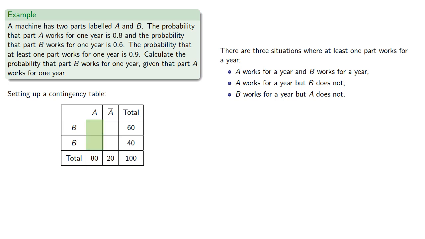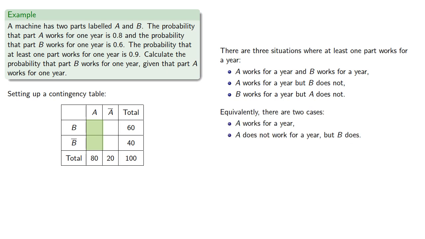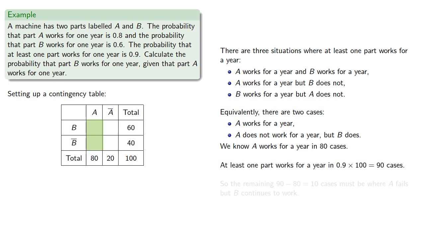Now, notice these two boxes correspond to A working for a year. So there's really two cases of importance. Either A works for a year, or A does not, but B does. And we know that A works for a year in 80 of the cases. So 80 of the cases have to be in these two boxes, and that means the remaining 10 cases must be in this box.